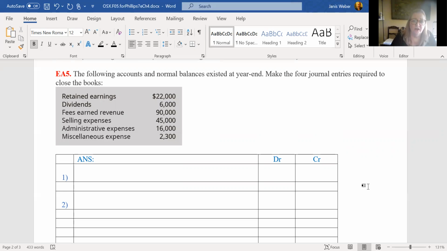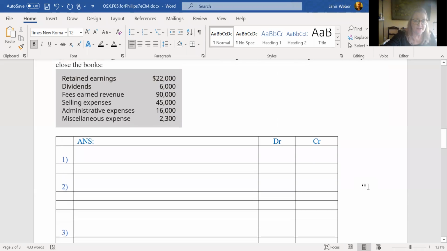Now look at how they have an extra account. They have retained earnings. Should we close out retained earnings? No. Retained earnings is where we close to. We take all the revenue and expense and the dividends and we dump it into retained earnings. We're not actually closing retained earnings, even though we use the retained earnings account in the journal entries for closing. We are dumping things into it. We are not clearing it.